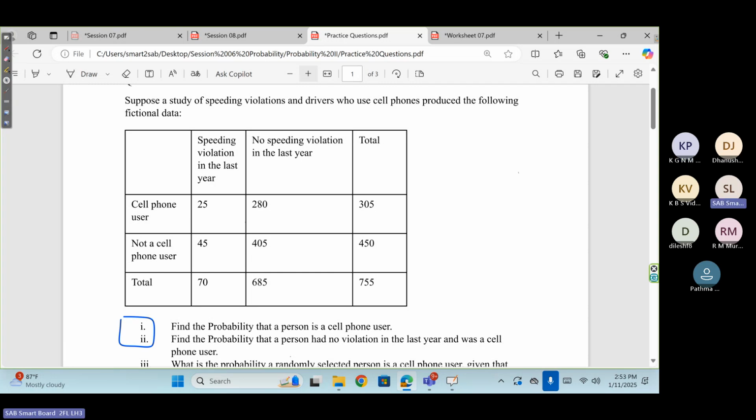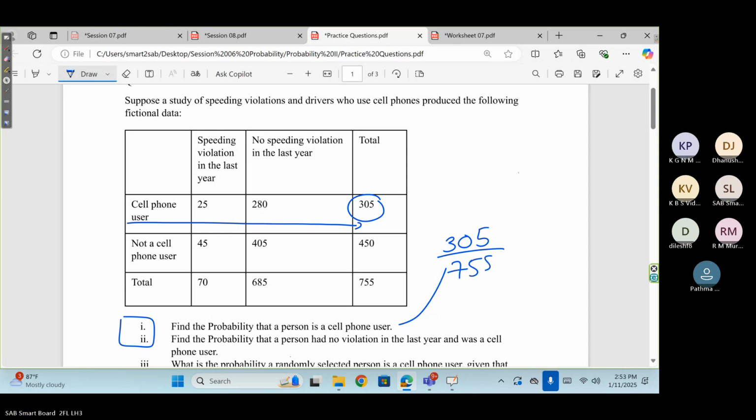Why? Because it discusses only one variable, one event here. Then what is the answer? How many cell phone users are there? 300, and the total value? Okay, then the answer is 305 over 755.